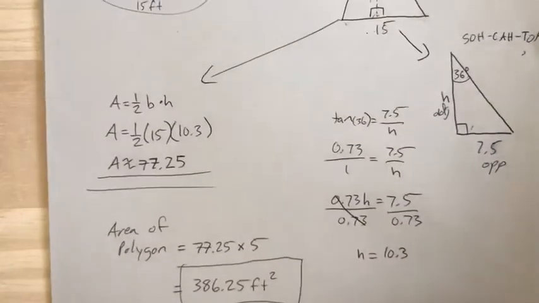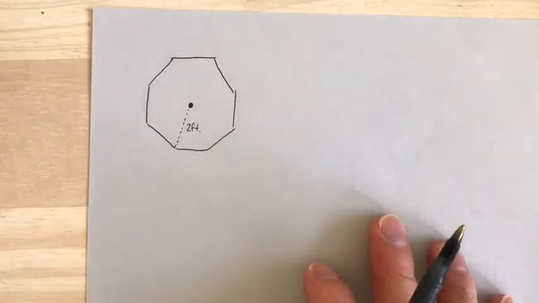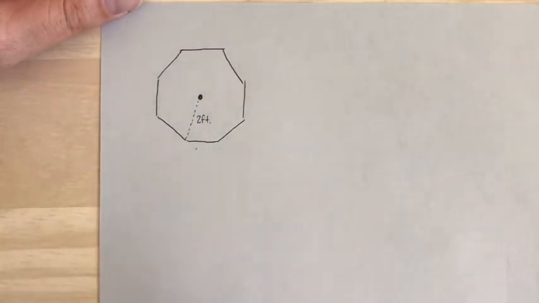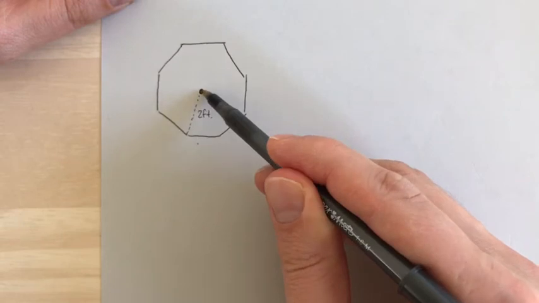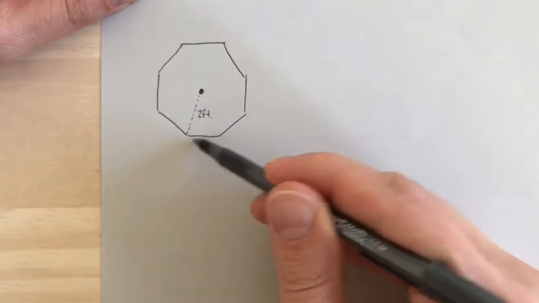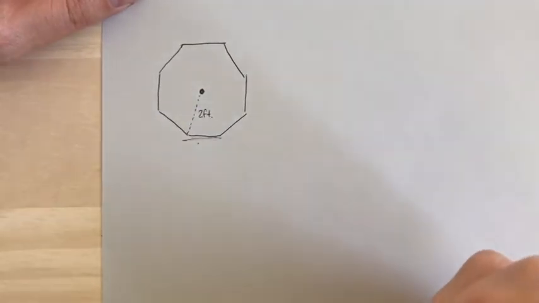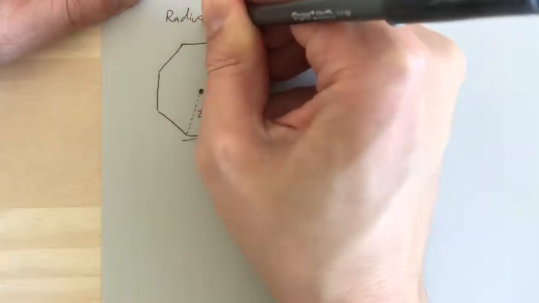Now, very, very quickly, because I know you don't want to hear me talking all day, I'm going to do one other example, but this time instead of me giving you a side length of this regular octagon, I'm going to give you what's known as the radius. Now, a radius of a polygon is the measurement from the center of the polygon to one of its corners. So if I give you a side length, that's one of these guys. If I give you a radius, it's from the center to the corner. Okay, so there's a key word for you, the radius of a polygon.